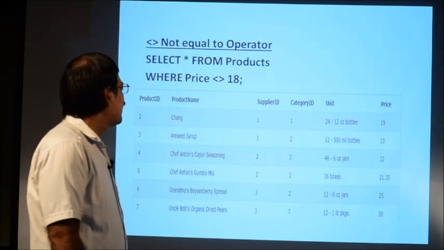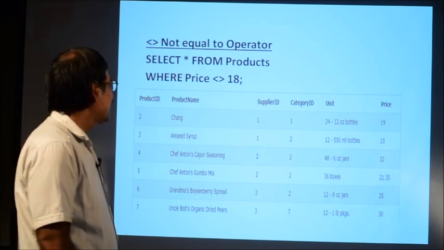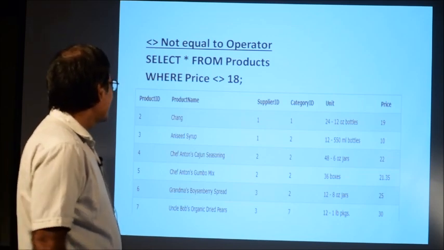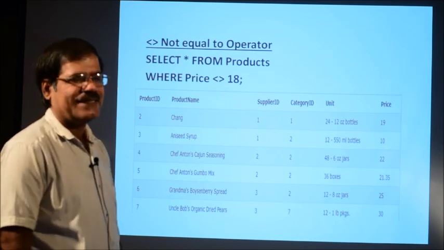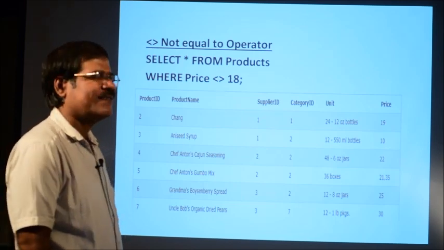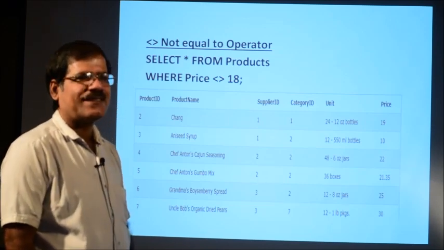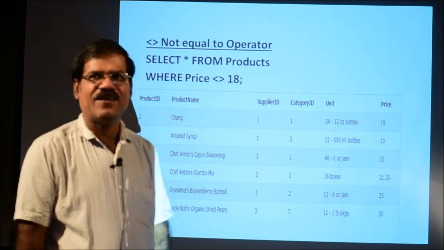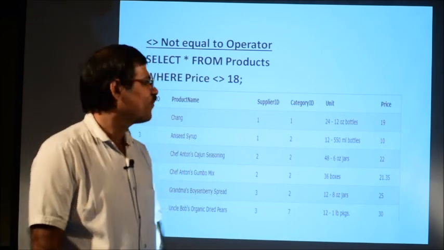Next is your not equal to, less than greater than sign. So not equal to 18. So select star from products where price not equal to 18. Not equal to 18 means the price value is either less than 18 or greater than 18. That many records will be selected, but not exactly 18.